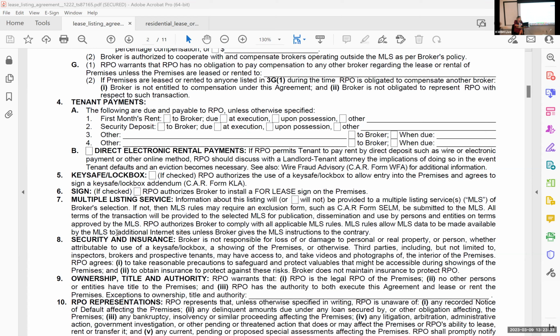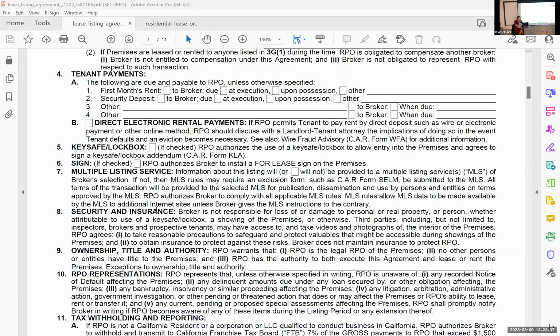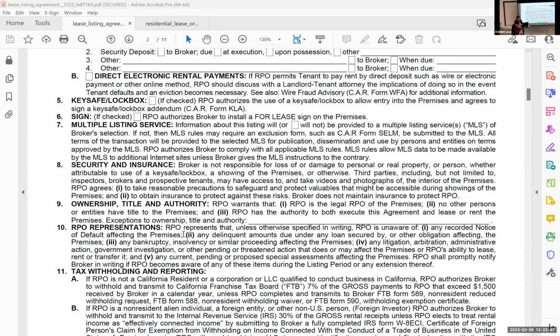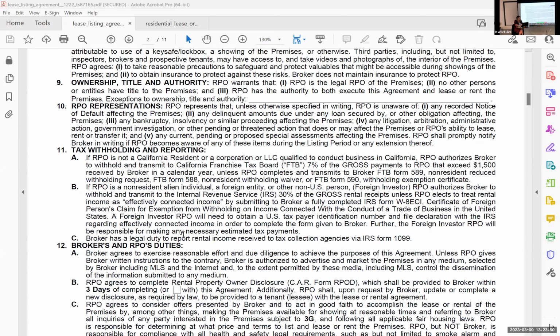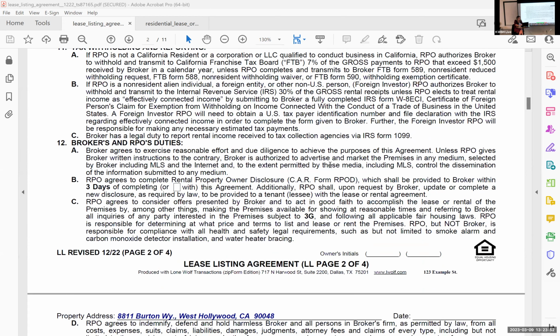All right, let's see. Security and insurance. This is just about maintaining insurance during the time that it's vacant and during showings, that things can get stolen, things can be broken, and so forth. I don't really think that there's much else here that we need to go through. All right.